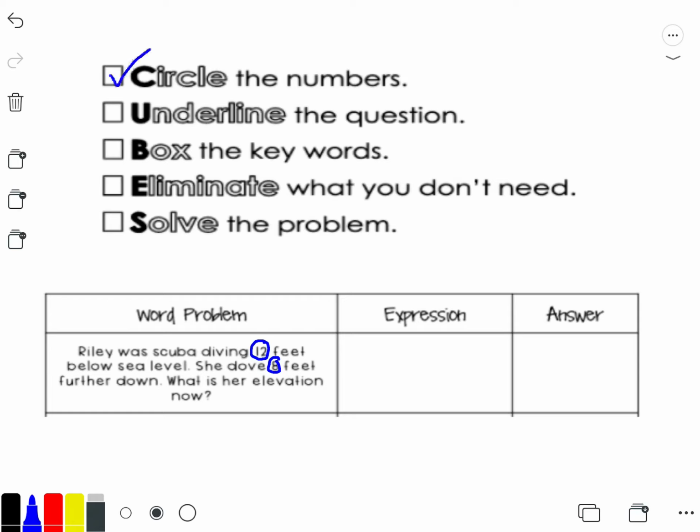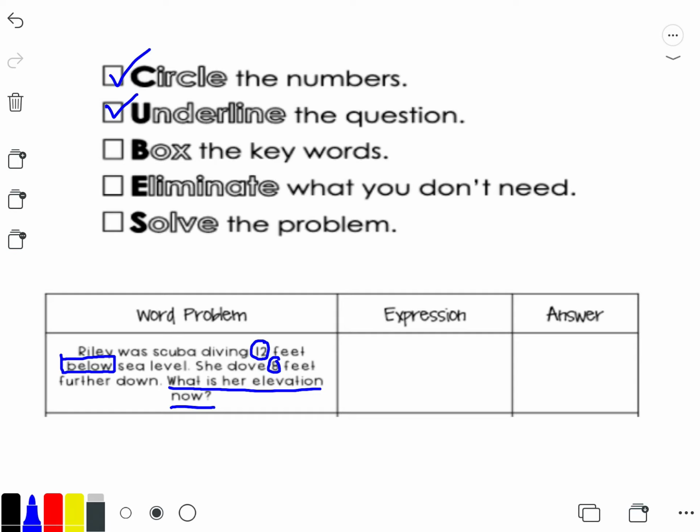Now let's underline the question. So what is the question asking? Good job. What is her elevation now? Okay, so we got our question. We know what numbers we're using. So it says box the keywords. So I'm going to read the first sentence and you tell me if you see a keyword. So Riley was scuba diving 12 feet below sea level. Do you see a keyword there that may be useful? Good job. So below, and below means what? Think about it. All right, good job.